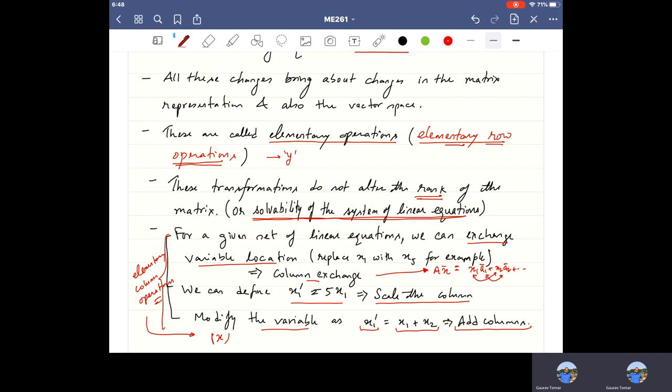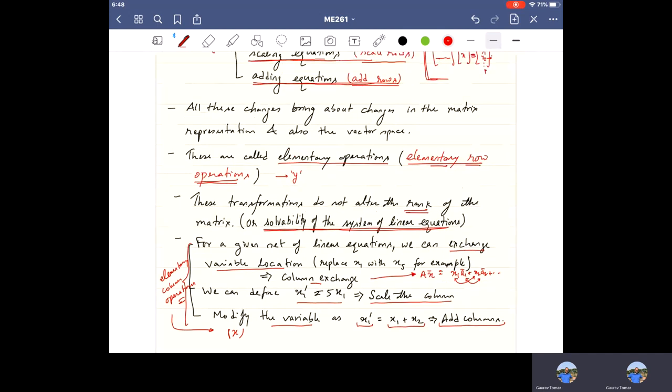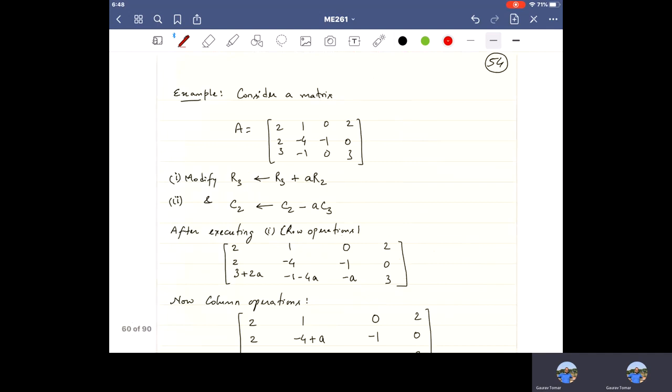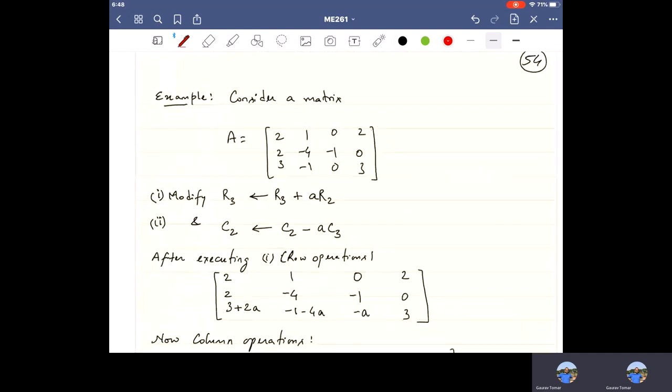Okay, so keep this in mind. In other ways, we can also think of it as changing the basis of y or changing the basis of x, the mapped space x. So now we'll take an example.